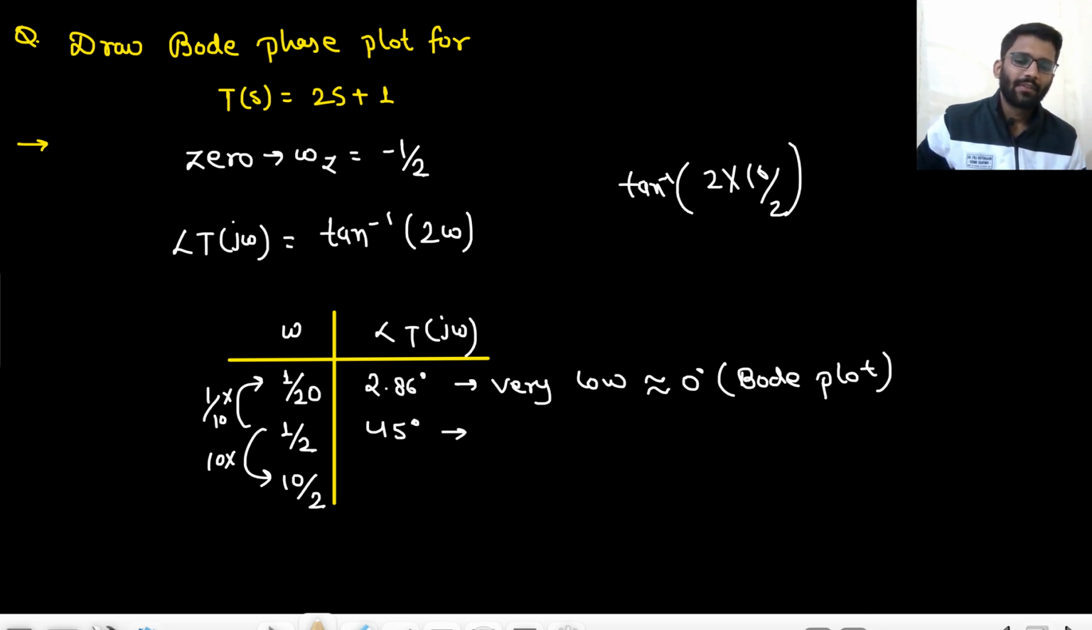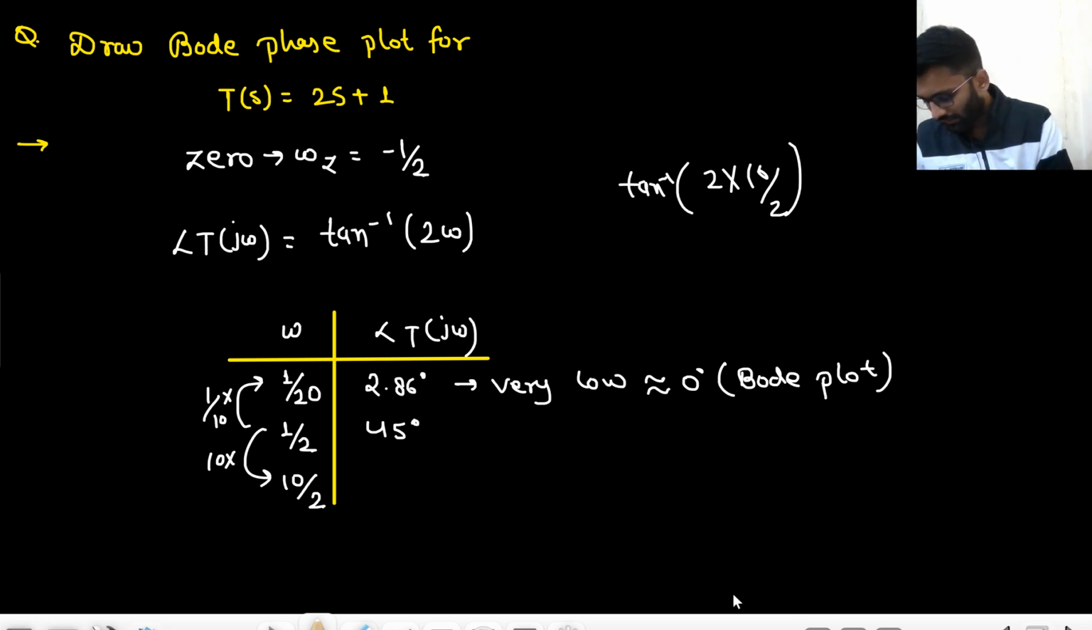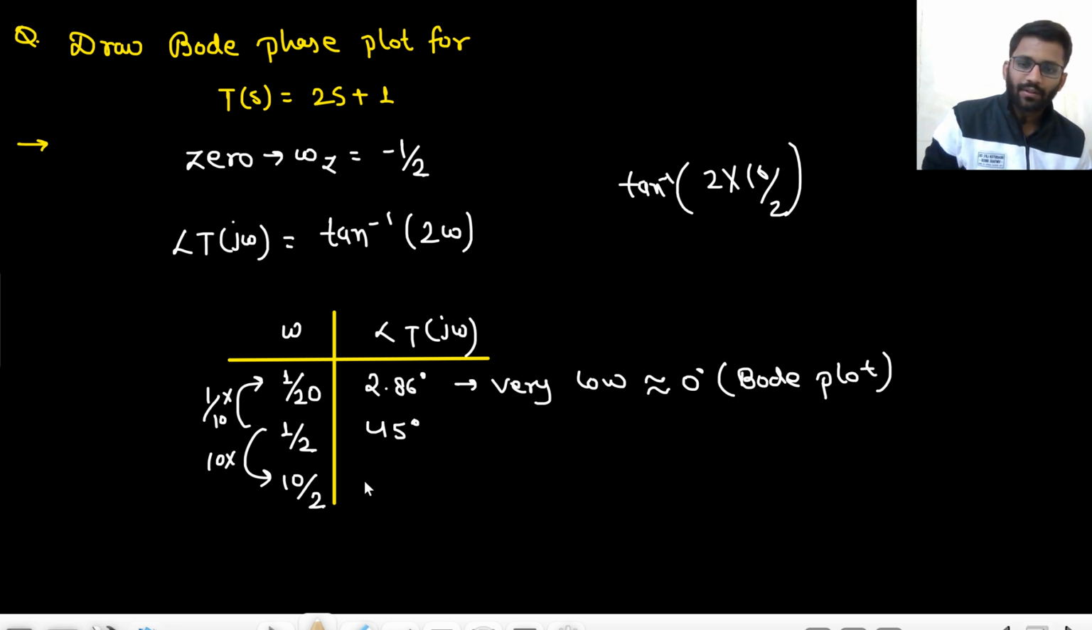And this is 45 degree. Okay. And this is nearly equals to 90 degree. Let me check what value I get. 10 tan inverse. Sorry. We're getting 84.28. Approximated taken as 90 degree in Bode plot. Okay, 90 degree in Bode plot.